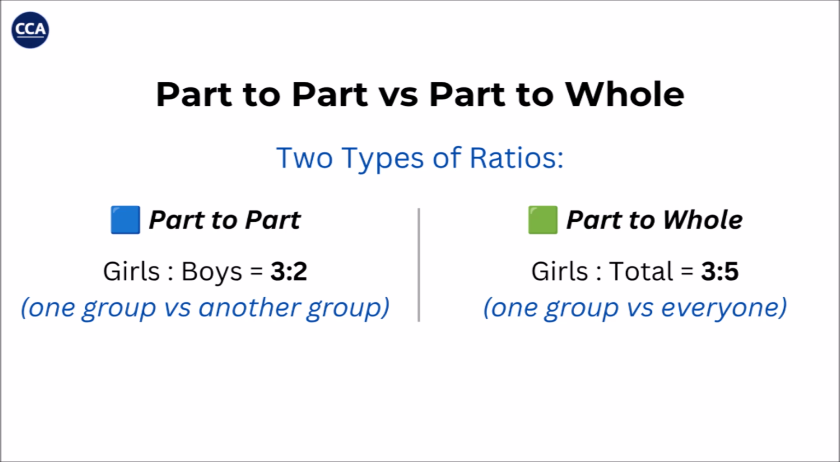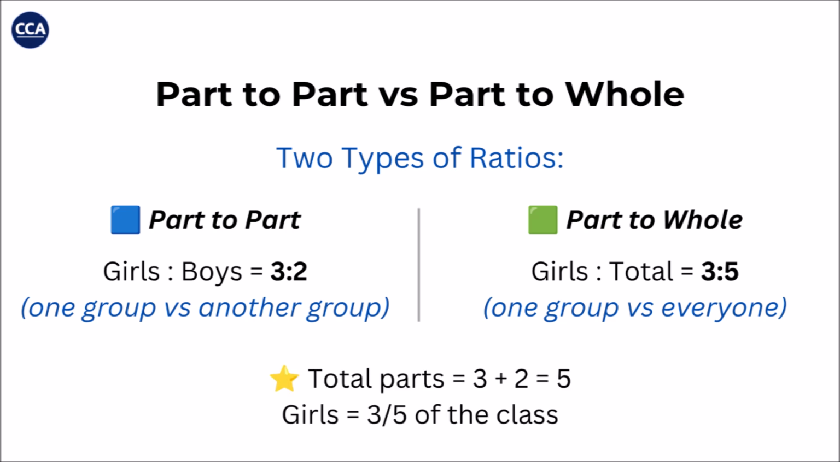Notice. If the ratio of girls to boys is 3 to 2, then the total number of parts is 3 plus 2 equals 5. So, girls make up 3 out of every 5 students. This is where ratios connect directly to fractions. The girls represent 3/5 of the class.